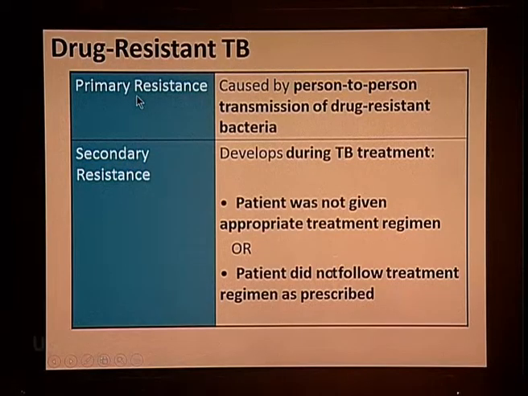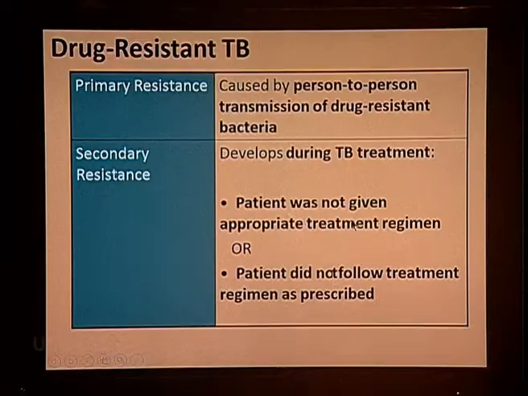Now, this drug resistance can be viewed from different perspectives. First of all, we can think of primary resistance, which is caused by direct person-to-person transmission of these drug-resistant bacteria. Then we can think about secondary resistance that develops during the TB treatment. There are 2 ways. First of all, if the patient was not given an appropriate treatment regimen, maybe the dose was not proper or the combination of antibiotics was not proper. And another way is maybe the patient did not follow the treatment regimen as prescribed, maybe that patient did not complete the dose, something like that.